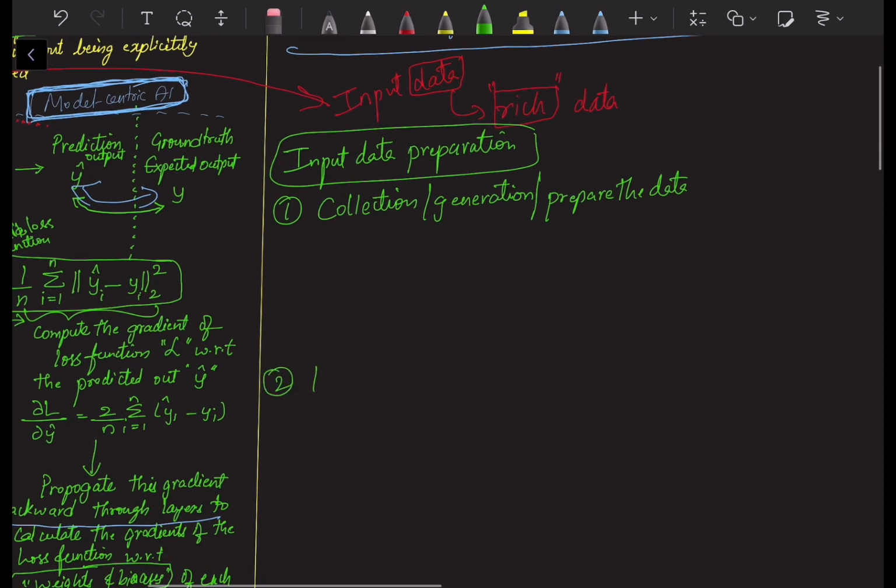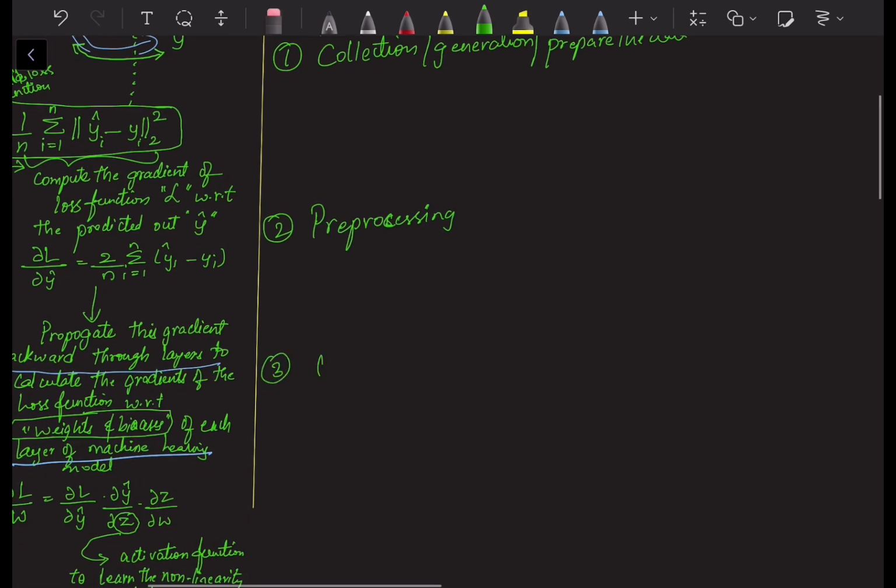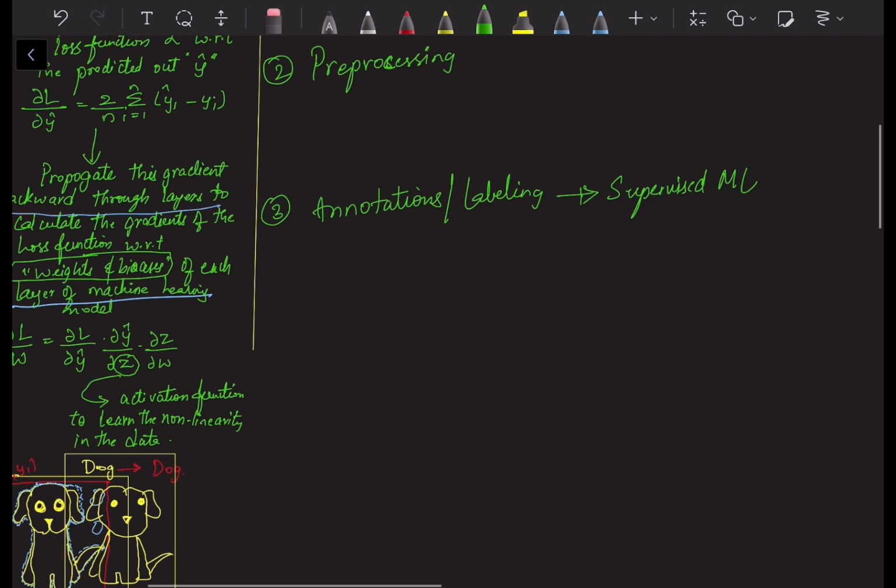Second, you try to pre-process the data. It's called the pre-processing step. Third is annotations or labeling. Again, this is specifically for the supervised ML case that we discussed in the previous part. And the fourth and final step is storage and sharing, which is again a very important step.